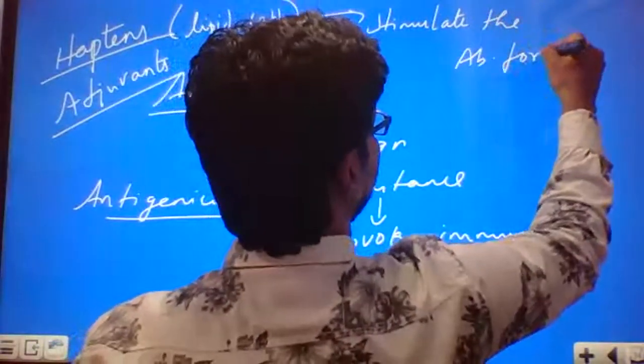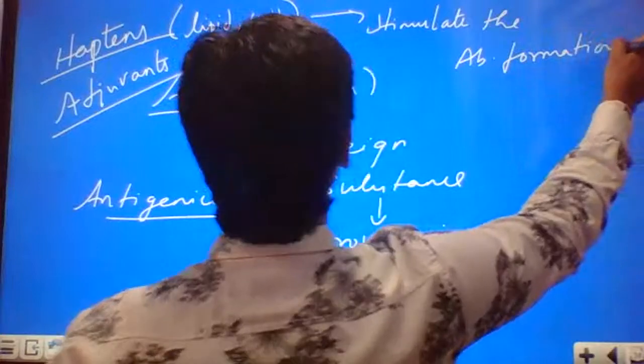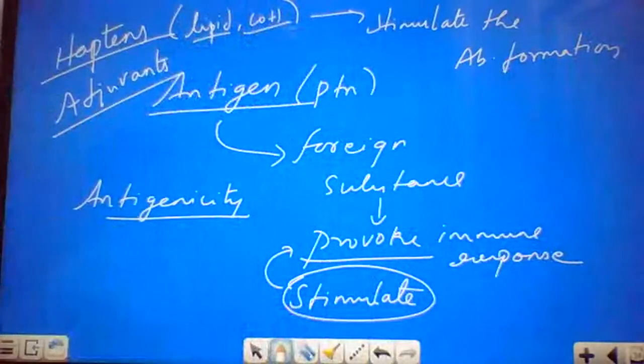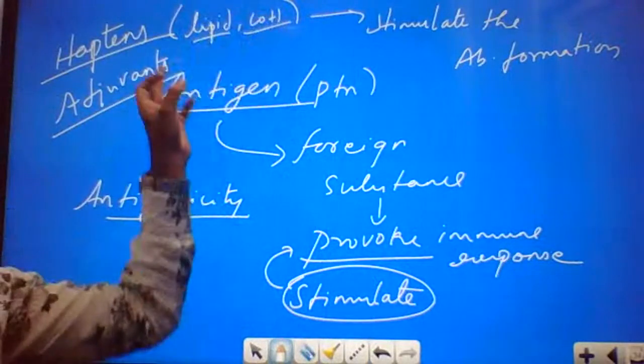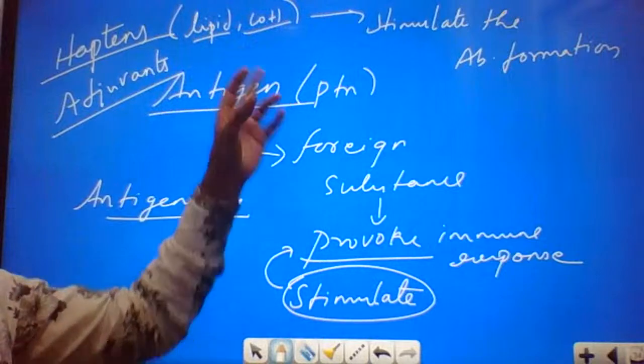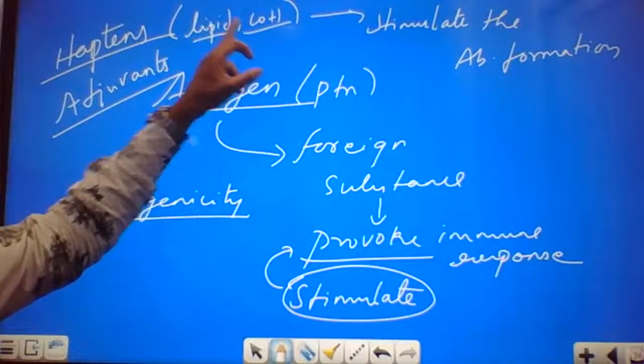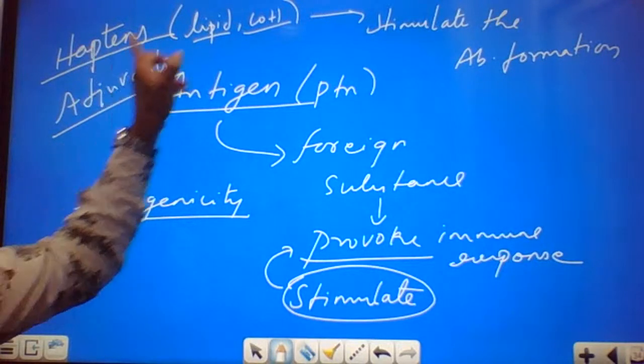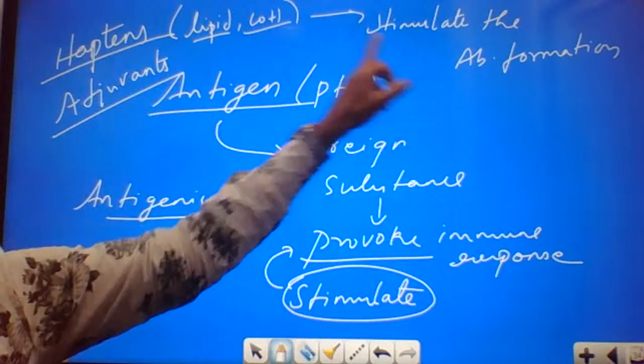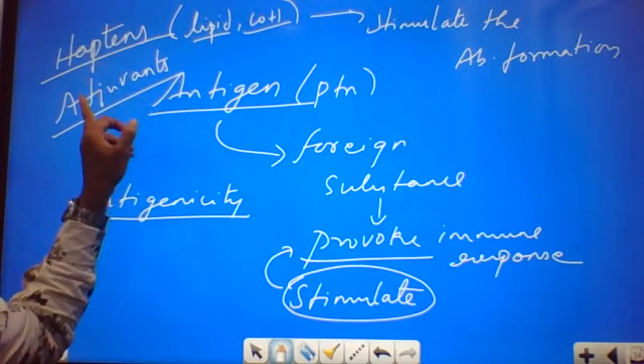In case the antigen is made up of lipids or carbohydrates, because lipids and carbohydrates as such cannot stimulate the immune response, for that it requires what? It requires some external agent like haptens to stimulate the antibody formation.